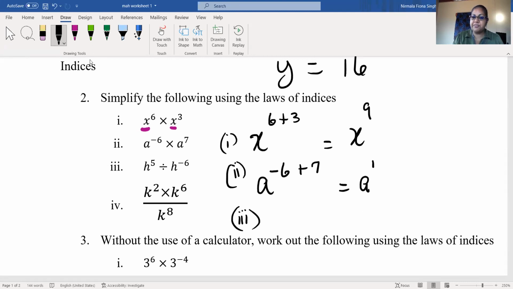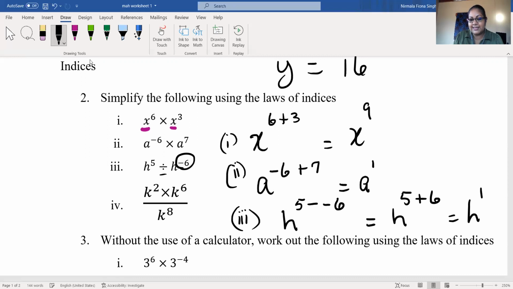Part 3, I have h to the 5 divided by h to the -6. Remember, when you divide, you're going to subtract the next index. So I'm going to have h to the 5, and the divide sign here means I'm going to subtract my next index, minus, and I'm subtracting the next index, which is -6. So 5 minus -6, and we all know when we have two negatives, it becomes a plus. So you're going to get h to the power 5 plus 6, which is equal to h to the 11.